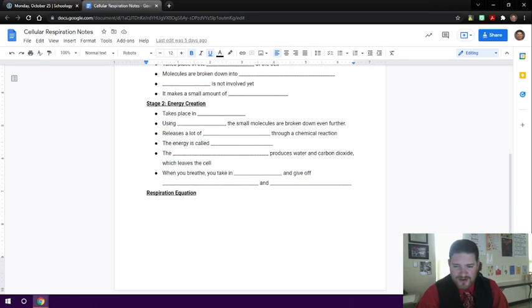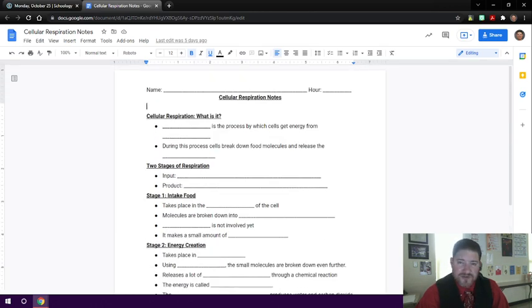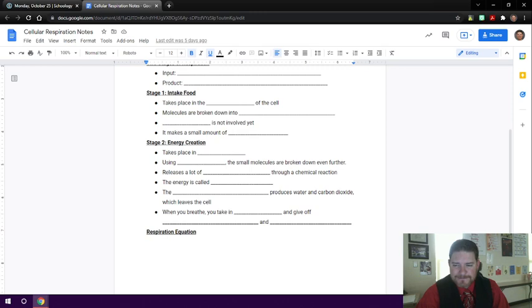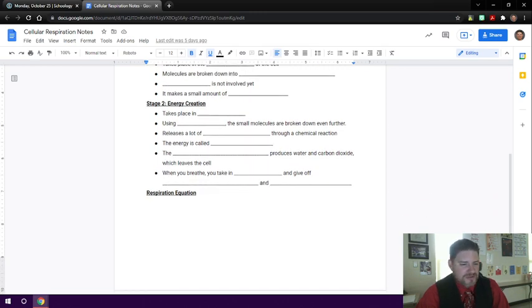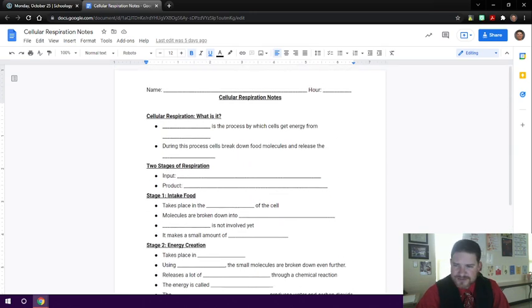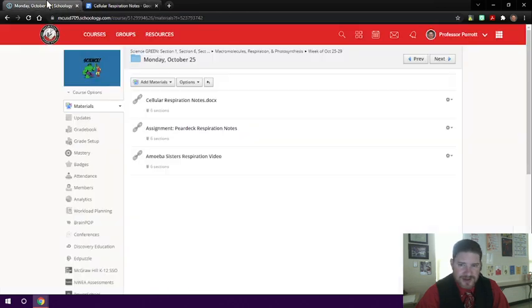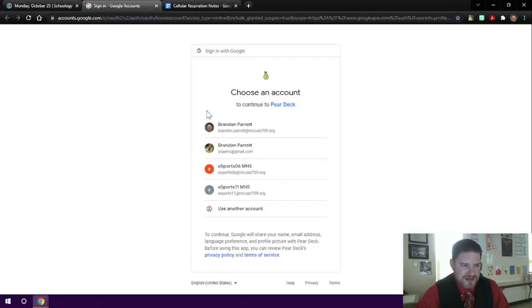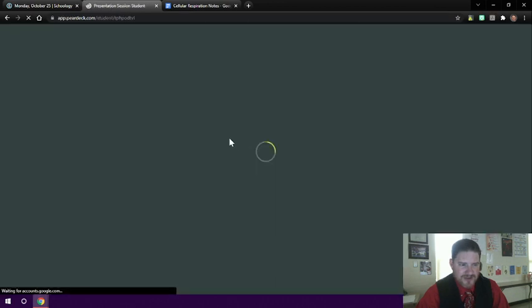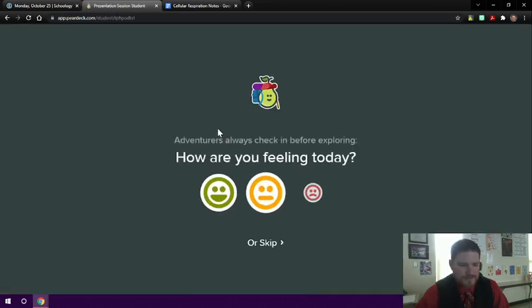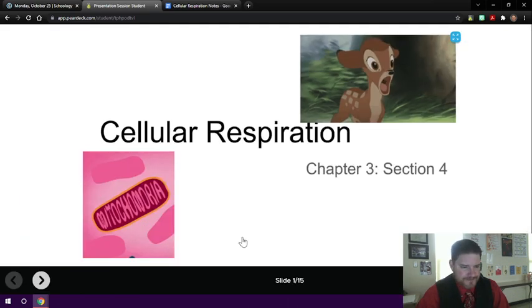These are the cellular respiration notes. So if you have a printer, you can print these out. Otherwise, you can take the notes just on paper. They just won't be filling the blanks for you there, but those are the notes specifically that go along with the assignment. You'll have to sign in with your Google account. And then this is our slideshow.